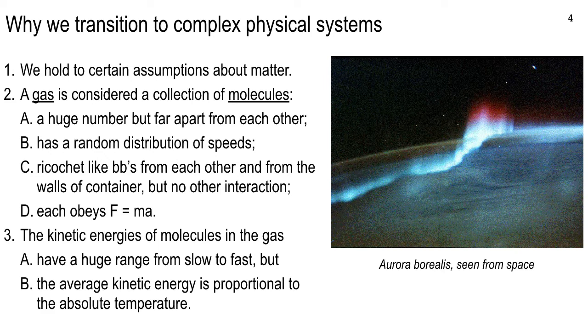So what we do is we build up this model: a large number of molecules, no interaction other than ricochet, no gravitational interaction, a random distribution of speeds, and then F equals ma, and we put all that together. We use a lot of stats, a lot of trig, a lot of calculus, and we figure out that if you think in terms of the kinetic energies of the molecules, there's zillions of different kinetic energies, zillions of different momenta, but there's only one average.